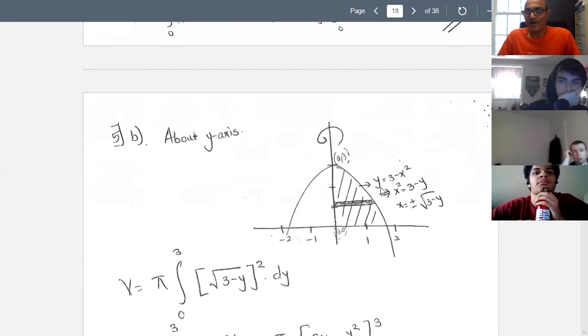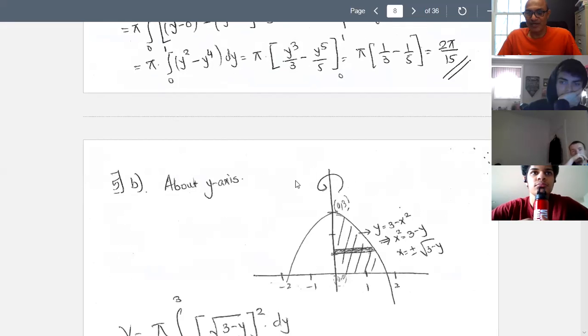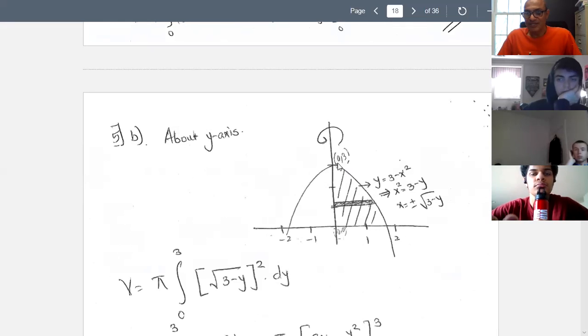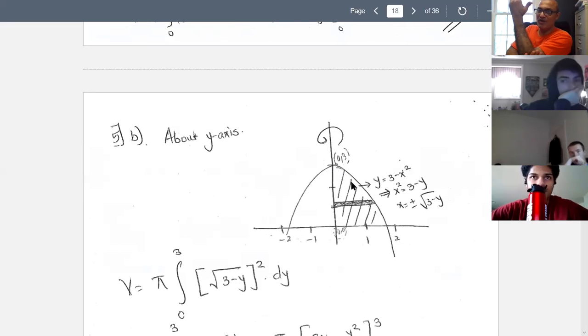Volume by the disk or washer method of the function y equal to 3 minus x square and y equal to 0, about the y-axis. Here also it was the y-axis, now also it is the y-axis. This is your region, bounded by y equal to 0 and x equal to 0. That means just the first quadrant. So we are taking this x and y axis, and just this portion, not the other side.